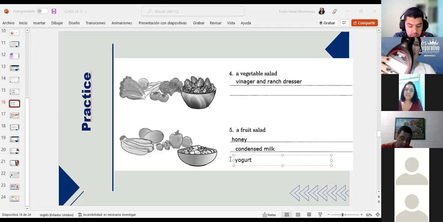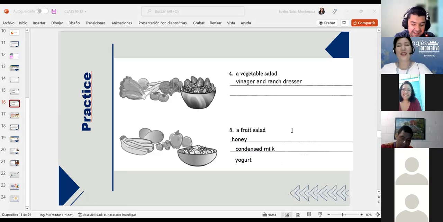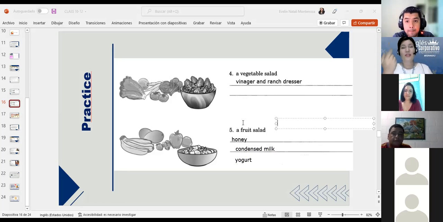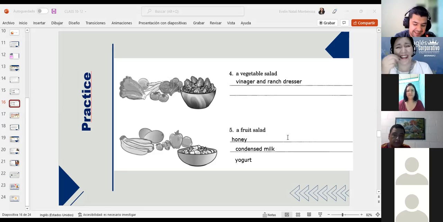Yogurt. Or you can have chocolate. As I have it here, yogurt, right? That is the ones that you can use for the mix. And in some cases in the fruit salad, and also in the vegetable salad, people like to put pineapple, and also seeds, nueces, or bread. People put some bread or the croutons. I like the croutons just like that, like a snack.